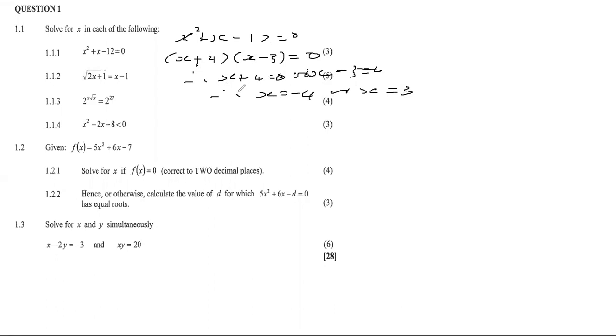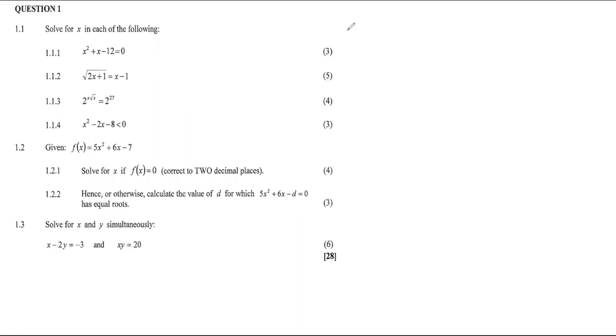And you can see both of these are true, because if you put a minus 4 here, you're going to have a 0, and this is true. If you put a 3 there, you're going to have a 0, and that equation is true. So we accept both solutions in this case, okay? So moving on, we're going to look at this one here.